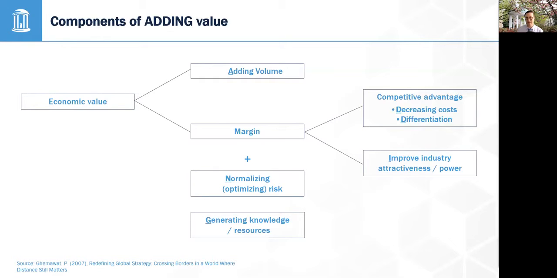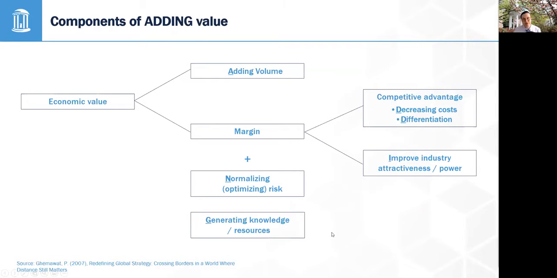Alternatively, you might do things that decrease risk. For example, if you manufacture in several different countries, that might reduce your risk of disruption. And that could make sense for some industries, but for others that might not be worth it. If you can manufacture at a very low cost in one country, that might be worth it, even if that's higher risk. So again, with normalizing risk, it's not just about always moving in one direction or the other. It's thinking about what the optimal type of risk is for your industry.